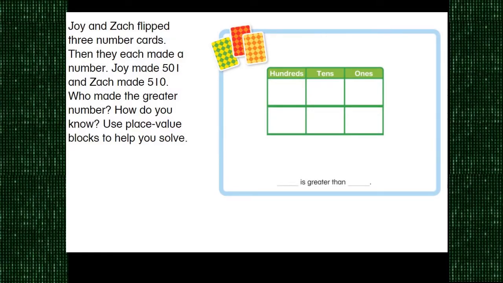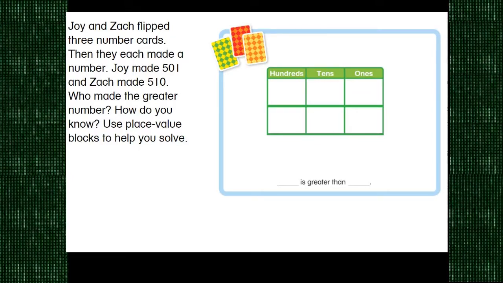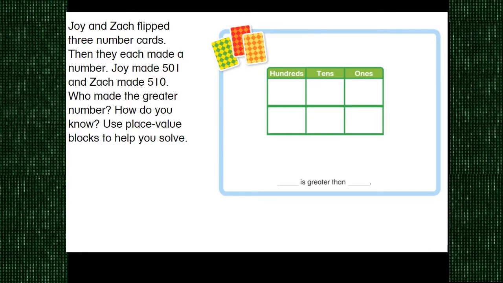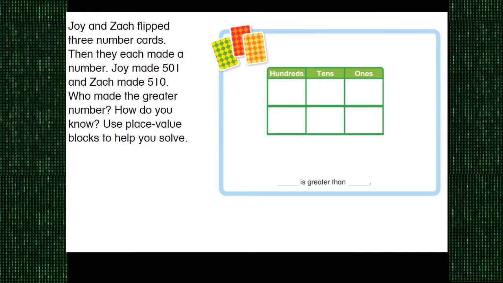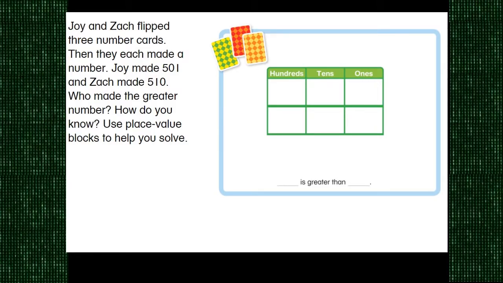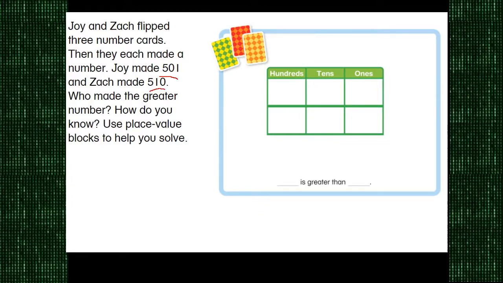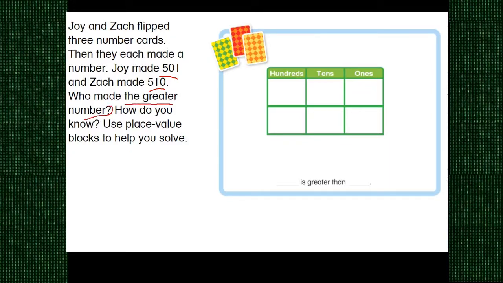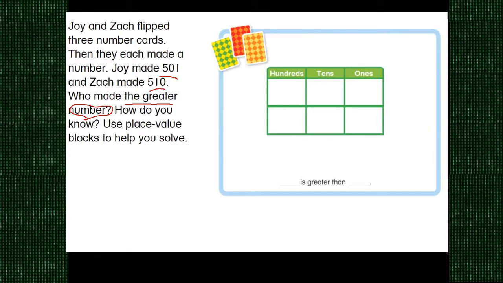And we're going to get a lot of practice with this today. So now look at this here. It says Joy and Zach flipped 3 number cards. By the way, this is in your book, topic 9-8. They each made a number. Joy made 501. Okay, that's important. And Zach made 510. Who made the greater number? That's what we want to know. How do you know? Use place value blocks to help you.